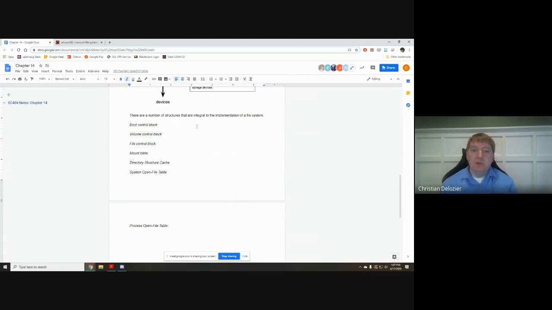So first is the boot control block. The boot control block is the information needed to boot the operating system from a volume, from a disk, let's say. This is empty if the disk does not contain an OS.